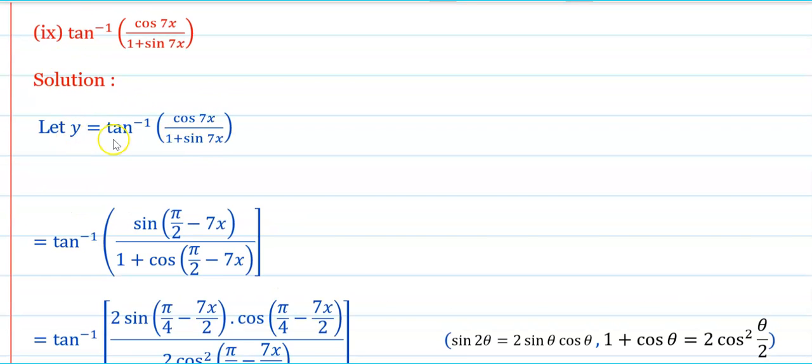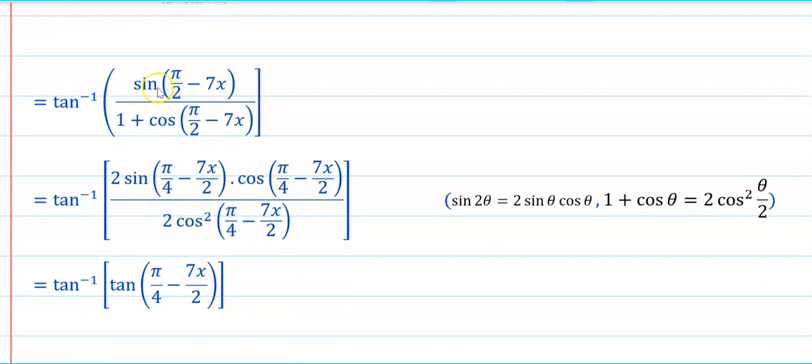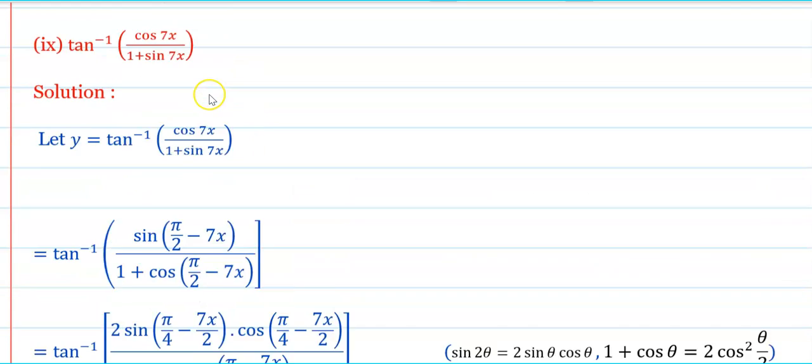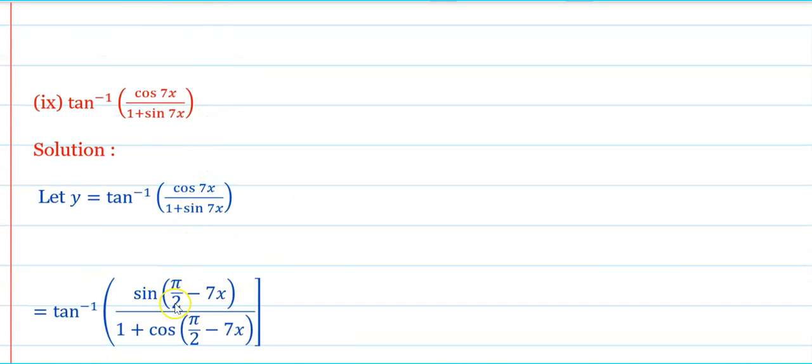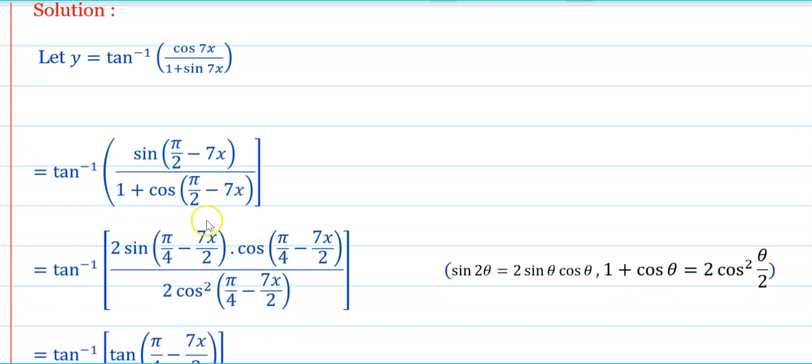Now the next problem, y is equal to tan inverse of cos of 7x upon 1 plus sin of 7x. Again, this cos we will convert into sin. That is, cos theta is equal to sin of pi by 2 minus theta. In 1 plus sin of 7x, again convert this sin in terms of cos. It means cos to sin and sin to cos.